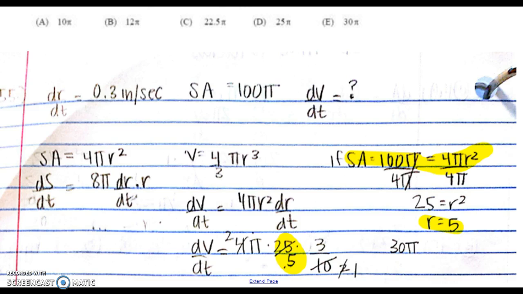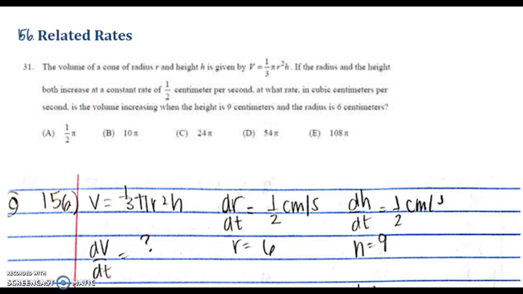Because you know your dr/dt is 3/10 or 0.3. Radius squared is 25, and then you have your 4 pi. I was just canceling some fractions because this was non-calculator active, and you end up with 30 pi. Another lovely related rates problem.